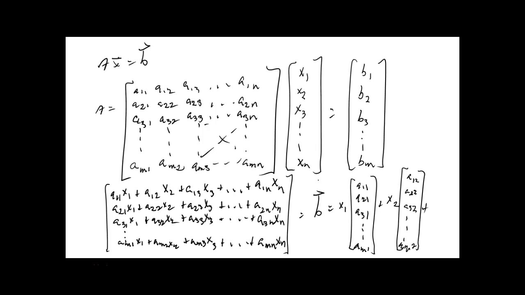Now, what this is saying is you have a linear combination of your columns here with the unknowns here: the first column, second column, third column. There are some things that give you this B.